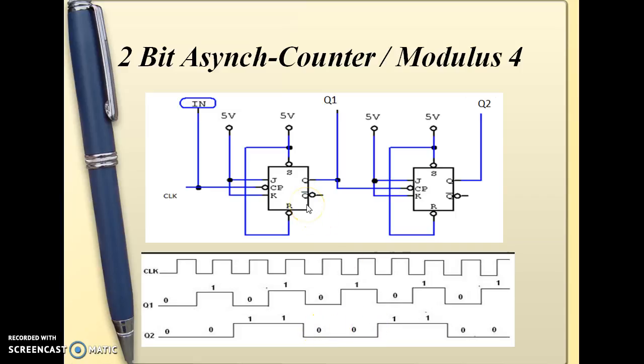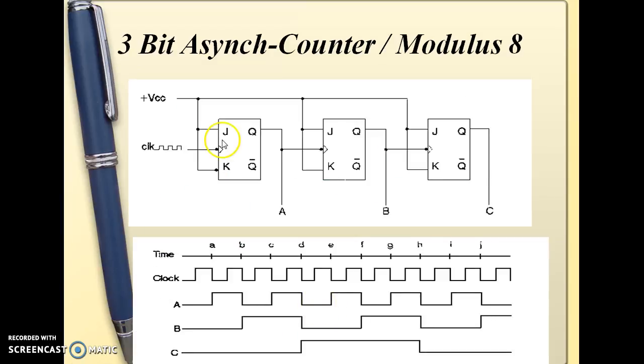So this is a mod 4 counter. It will count from 00, then 01, 10, then 11. That is, it will count from 00 to 11. For the next clock input, it will start over from 00. Next is the 3-bit asynchronous counter, or a mod 8 counter. Here all the flip-flops are configured in toggle state.